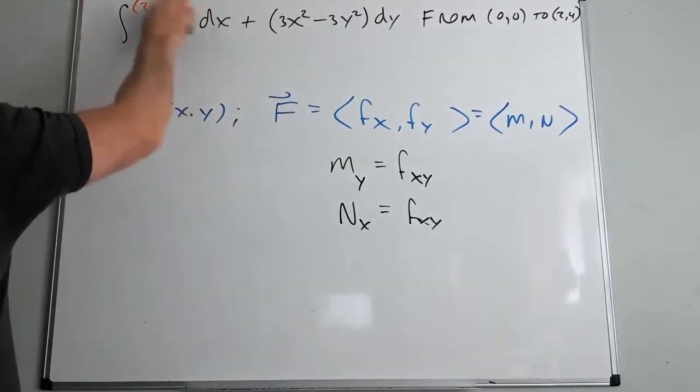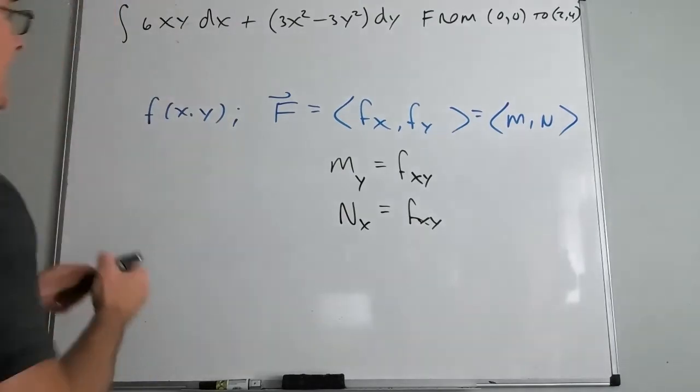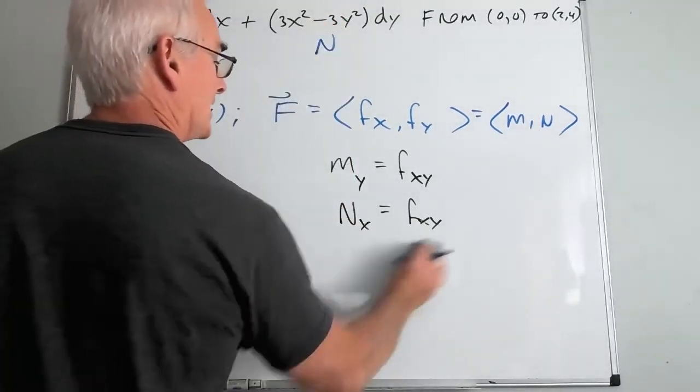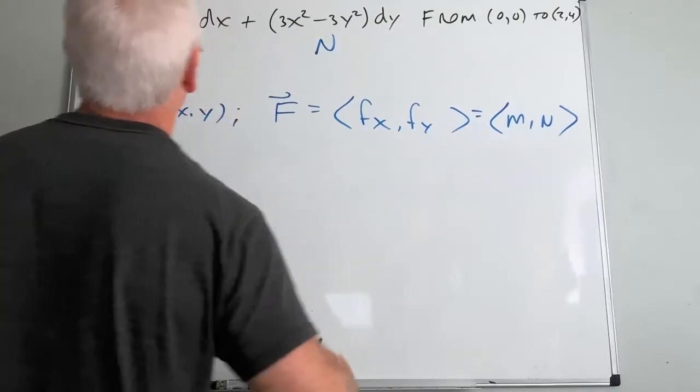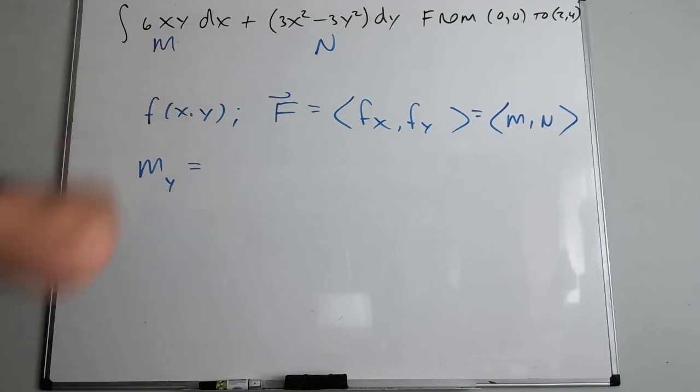So let's go back to here. Let me erase that for a moment. So if this is my m and this is my n, then in this problem right here, what is the partial of m with respect to y? Anybody? What is the partial of m with respect to y? Just holler it out.